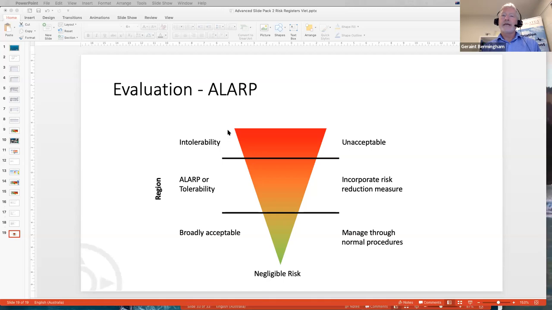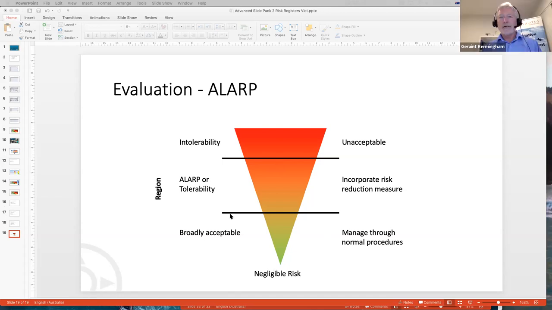It's shown as a triangle that represents the amount of risk, the width, so very little, negligible risk, and a very large amount of risk. And then it's split into three parts. The top part, sometimes called intolerable or unacceptable, is where the risk is, without question, one we cannot accept. It's self-evident that it's too high.